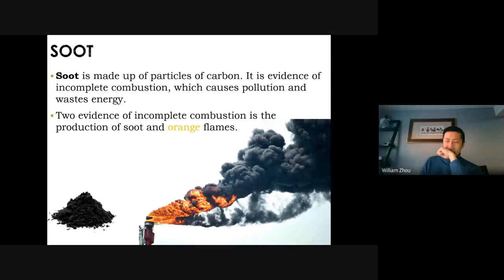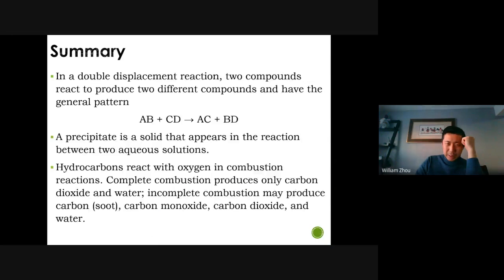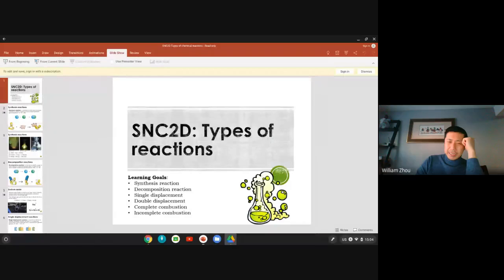Okay, and that is basically the end of this. Do we have any questions? For real? No. Okay. Well then, it seems like we're done. We basically learned about these 5 different types of reaction. You have synthesis, you have decomposition, single displacement, double displacement, and then you have the 2 types of combustion. You need to be able to recognize them. You need to be able to balance their chemical equations.